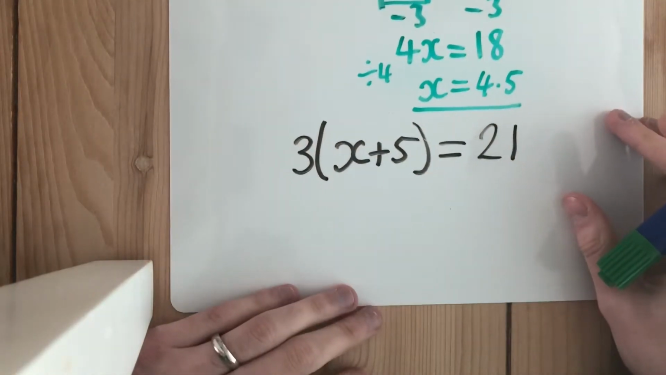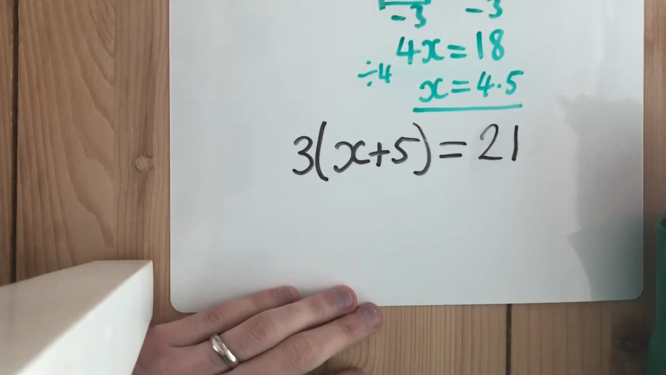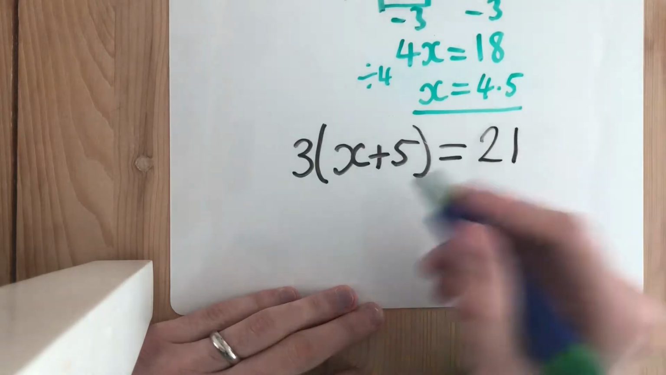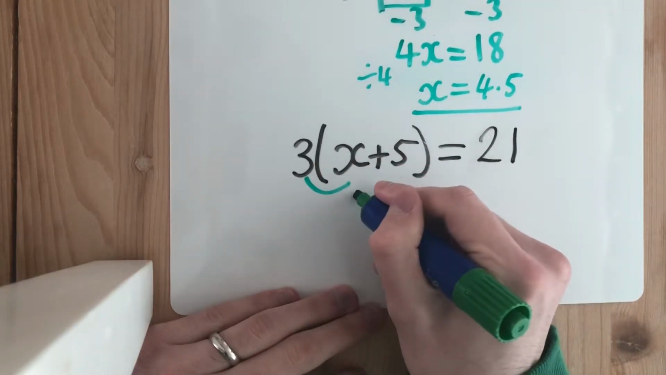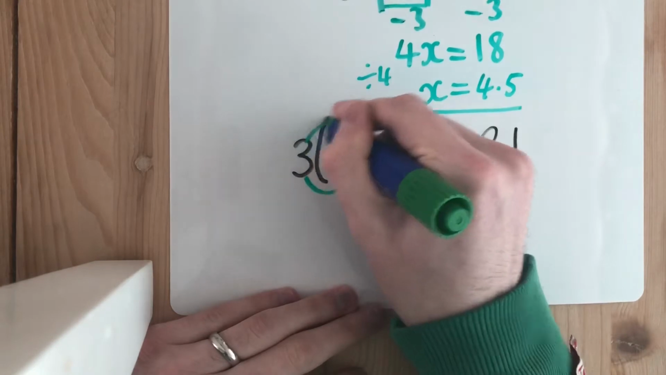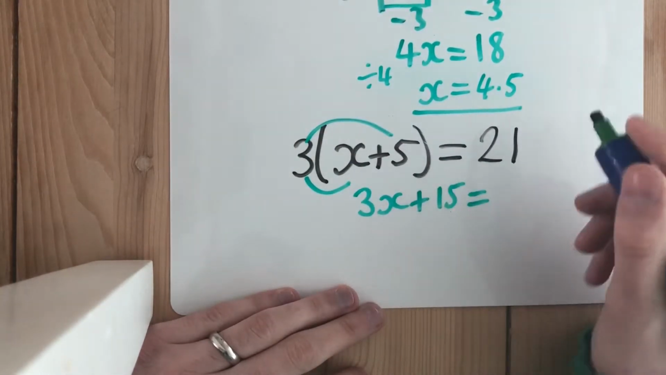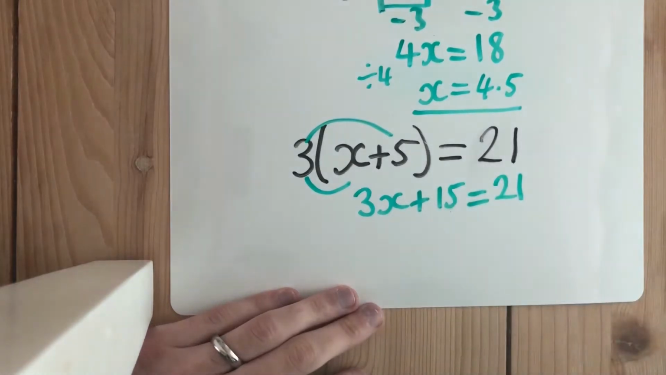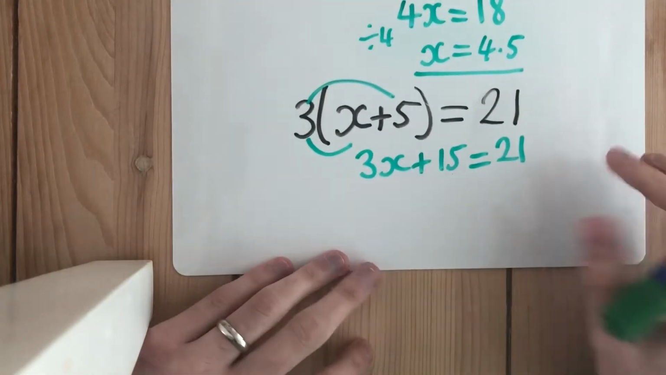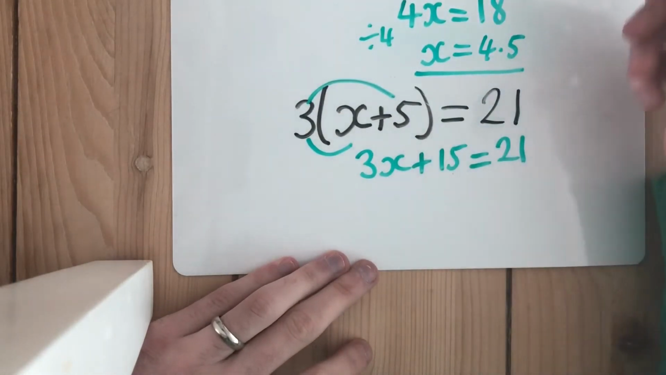It could also ask you to solve when there's a bracket. Now the first step will be to expand that bracket. 3 times x gives me 3x. 3 times positive 5 gives me positive 15. And it's still equal to 21. Now, once you've done that first step, it's exactly the same method as before.